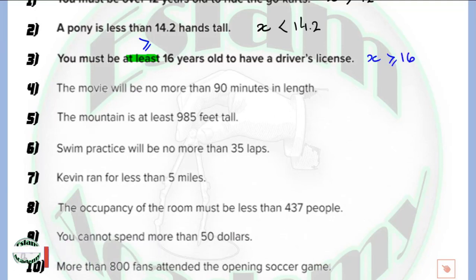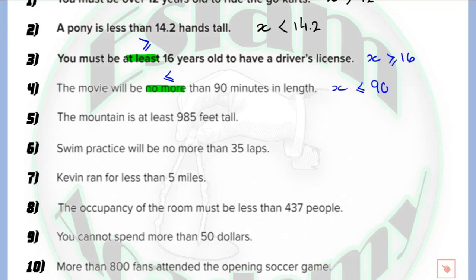You will find the same in question number 4. The movie will not be more than 90 minutes. No more means less than or equal. So we have at least, which represents more than or equal, and no more, which means less than or equal. For the movie, the variable can be x or y or a, or choose any letter. No more means less than or equal to 90.